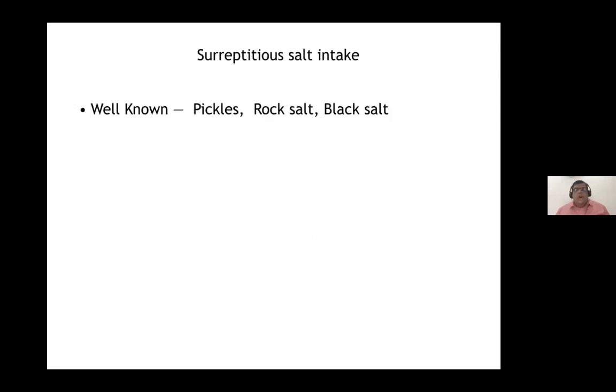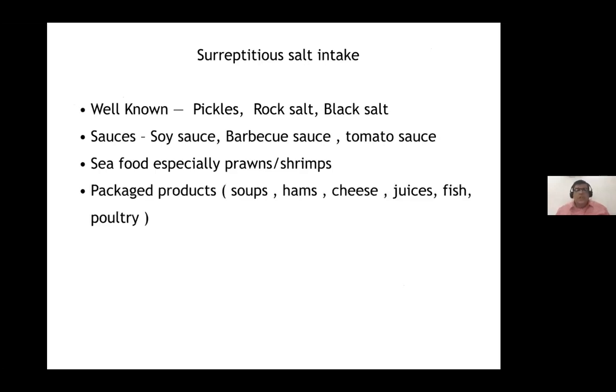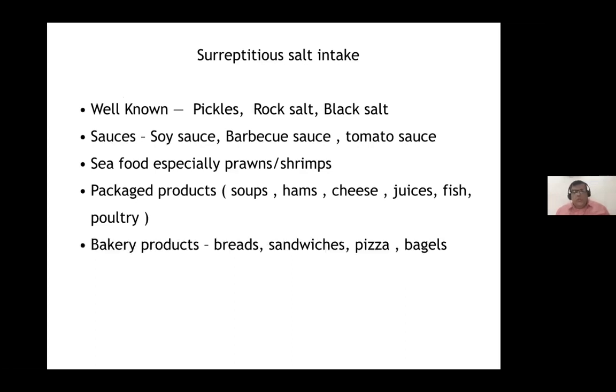Now, I would want to tell you about some surreptitious salt intake food items. We all are aware of pickles, rock salt, and black salt, but also all the sauces, soy sauce, barbecue sauce, tomato sauce, have a lot of salt. Seafood, especially prawns and shrimps, are rich in salt. Packaged products like soups, hams, cheese, juices, fish, and poultry have a lot of salt.